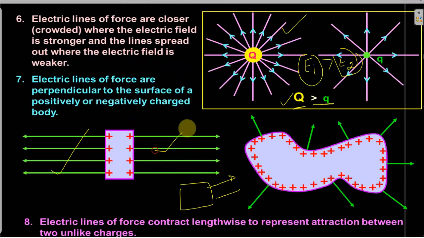You can see the previous diagram in that way. Now next is, if any arbitrary surface is there, again on that surface the electric field lines are always perpendicular. This is also a property of electric field lines. Next one is, electric lines of force contract lengthwise to represent attraction between two unlike charges. So you can see the previous diagram.